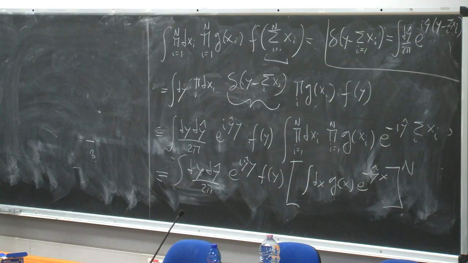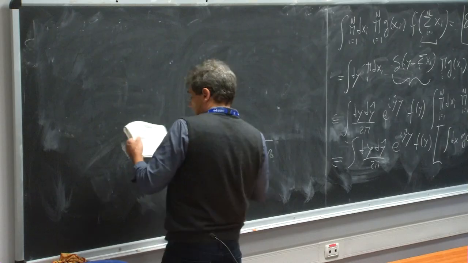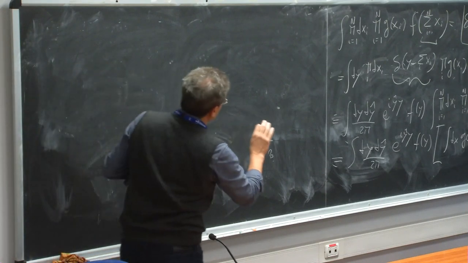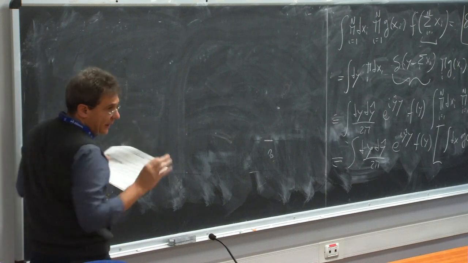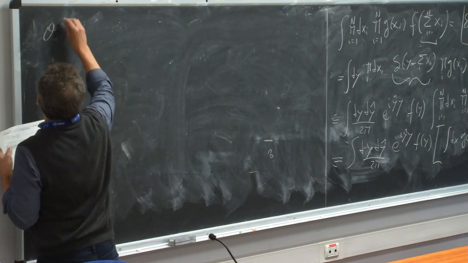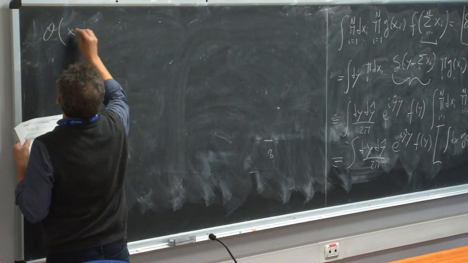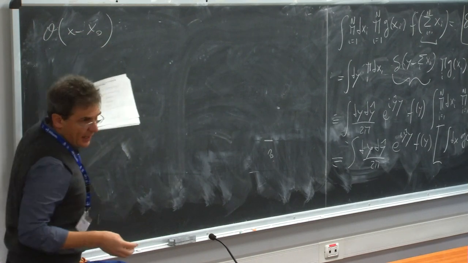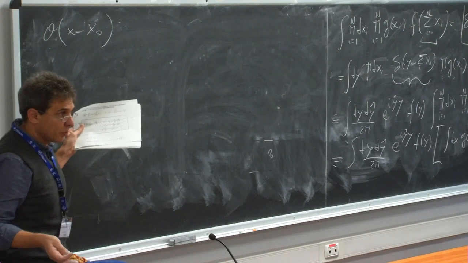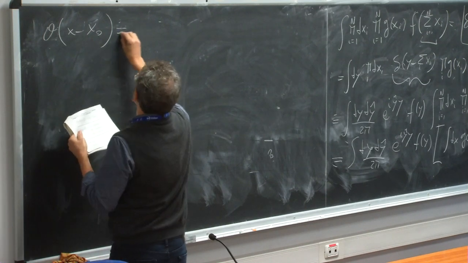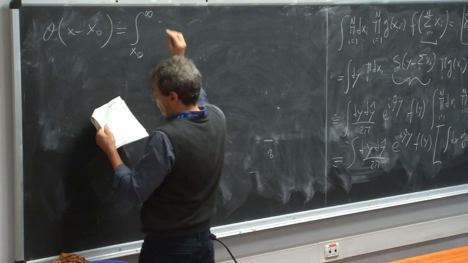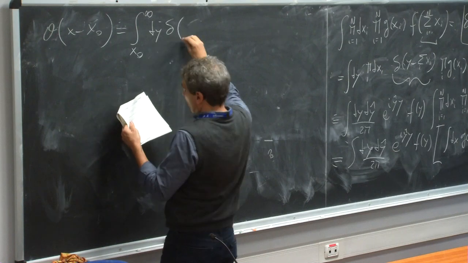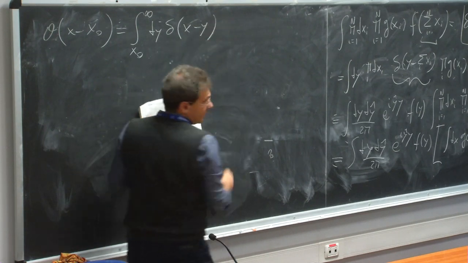Okay, so we are ready to go now. There is another little thing that I need to remind you, which is the integral representation of the theta function. If you have a theta function, which is 0, 1, this is just the integral of the delta function. I hope you are all familiar with this. So this can be written as the integral between x0 and infinity over dy of a delta function of x minus y. Okay?